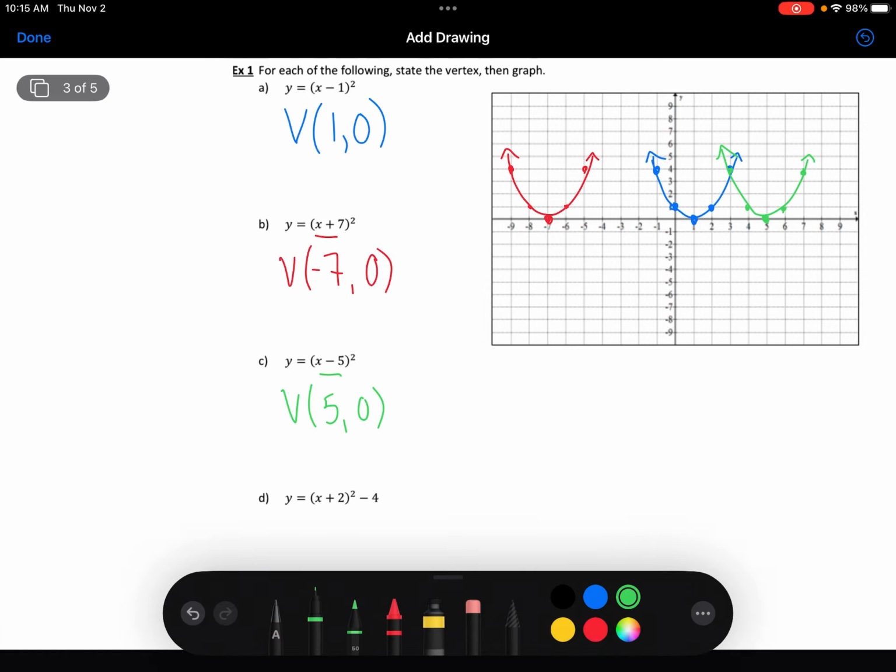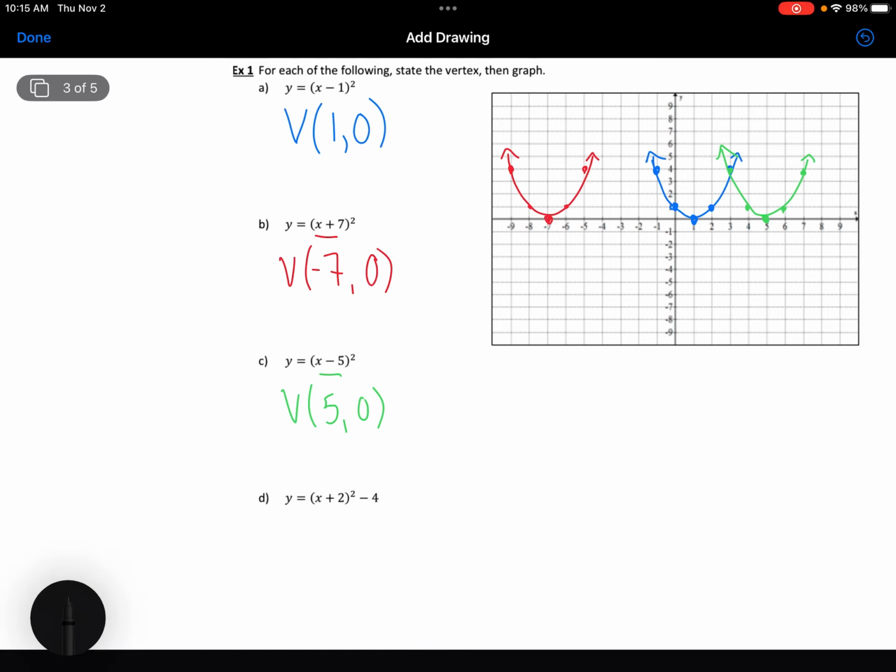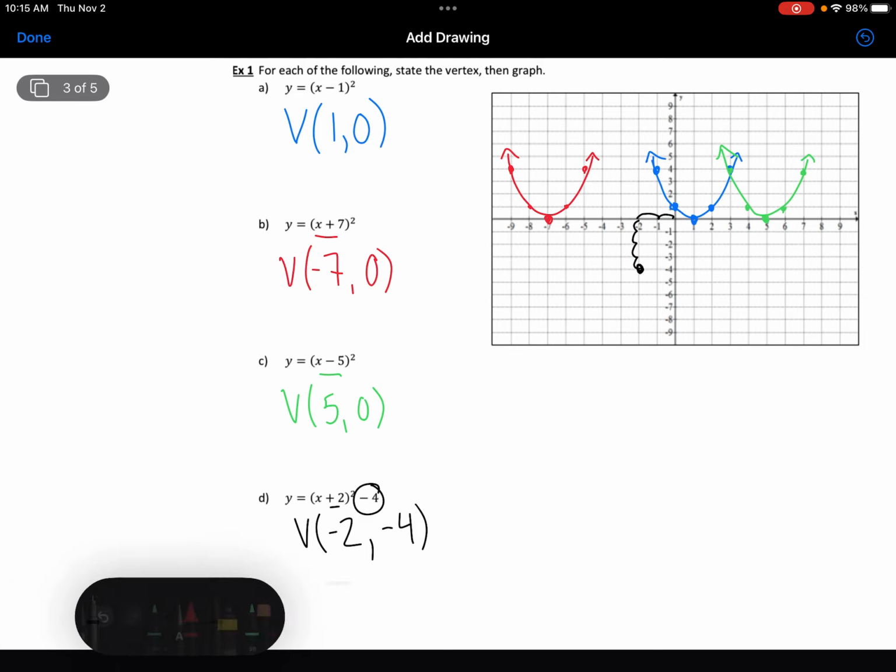Now this last one, sorry, I'm going to just change colors. This last one, we have actually moved left and right, and we've moved up and down. So my vertex here, we've got -2, so +2, so we're going to go to the negative, and we're going to go down 4, because we've got that down 4 at the end. So what I'm going to do is I'm going to go over 2, I'm going to go down 4, and I'm going to start my graph right there.